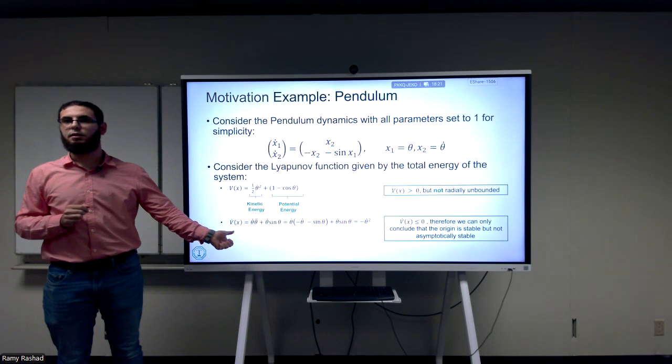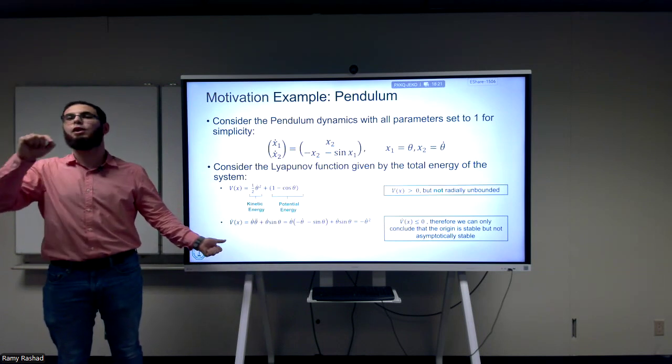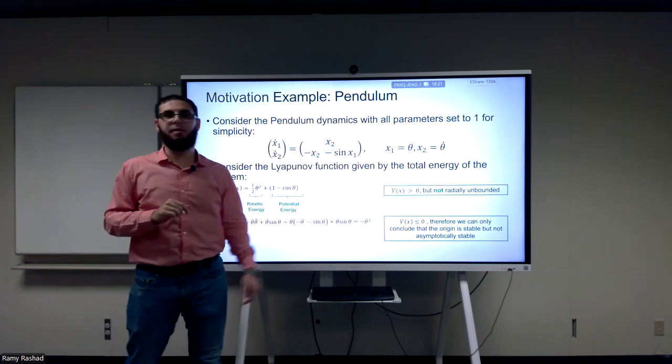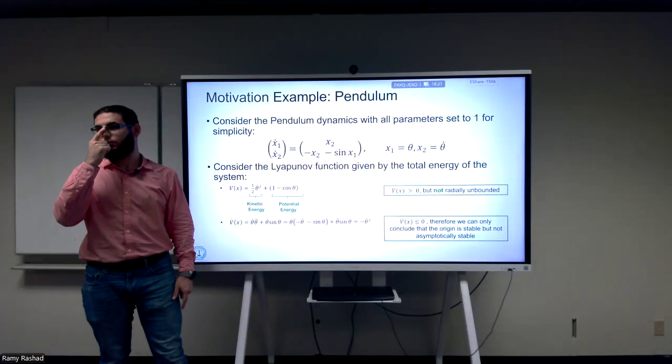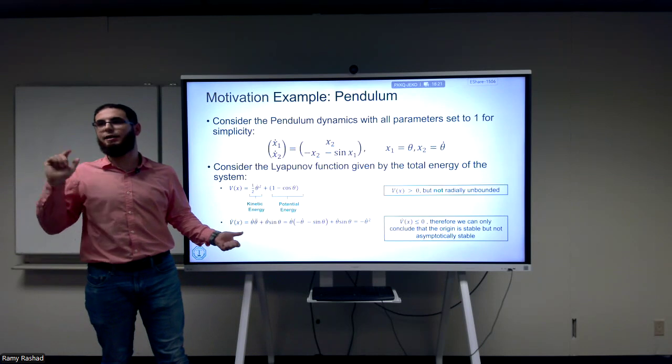So you see what happens? This function is always less than or equal to 0. Right? So this is a negative semi-definite function. It's not a negative definite function. So this is the type of function that we say is negative semi-definite, not negative definite.